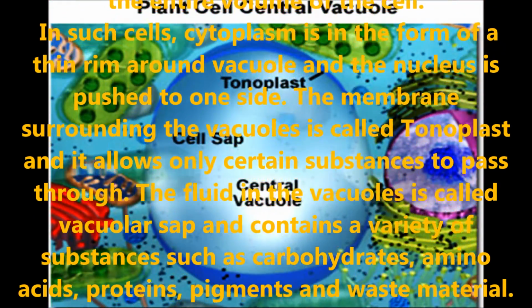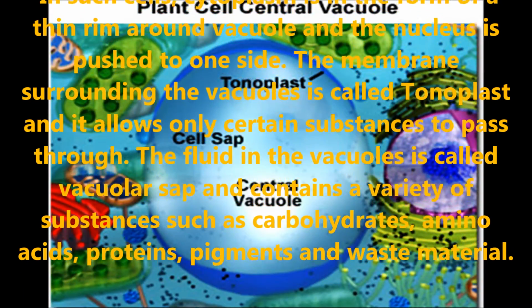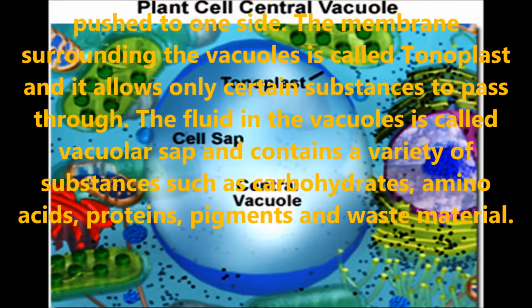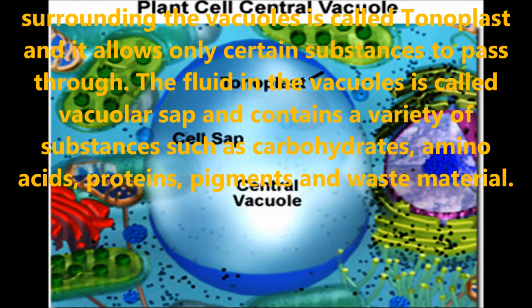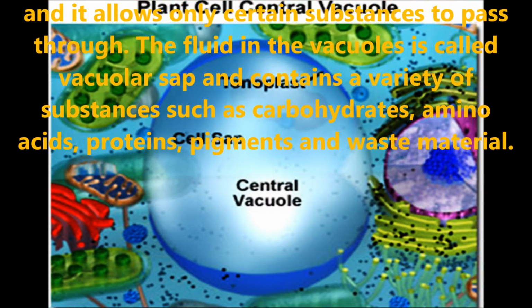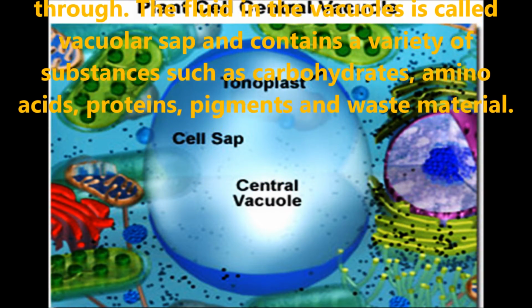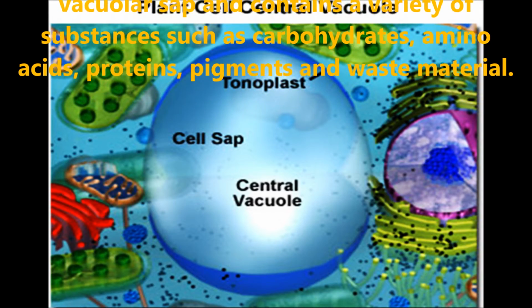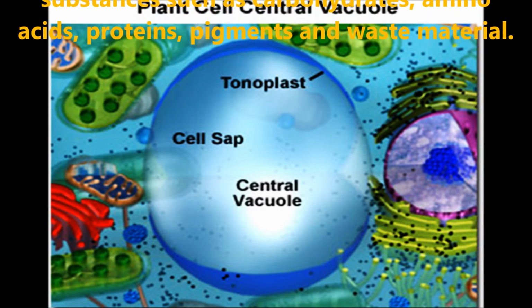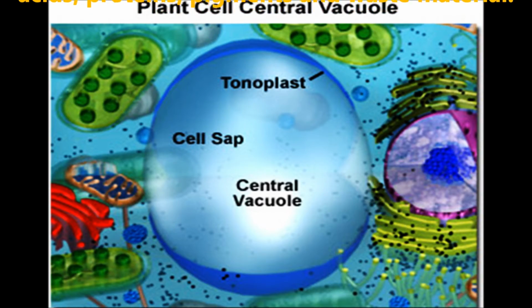The membrane surrounding the vacuole is called tonoplast and it allows only certain substances to pass through it. The fluid in the vacuoles is called vacuolar sap and contains a variety of substances such as carbohydrates, amino acids, proteins, pigments and waste material.